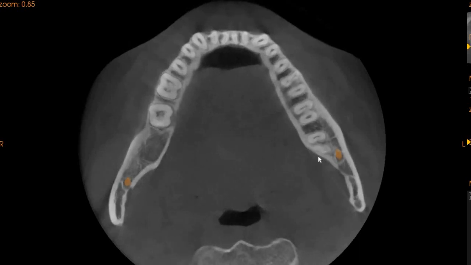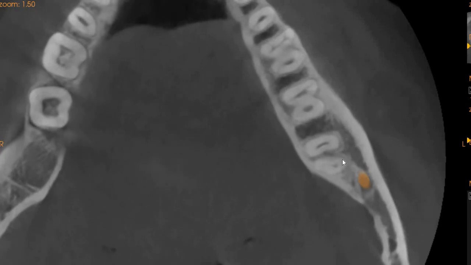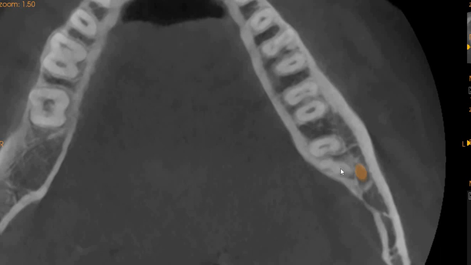We also see that there is a radix entomolaris right here, a third supplemental root associated with the distal root right here. So this is another very important finding that we have seen on this 3D CBCT, that there is a third supplemental root right there. So this is something that our doctor needs to be mindful of.